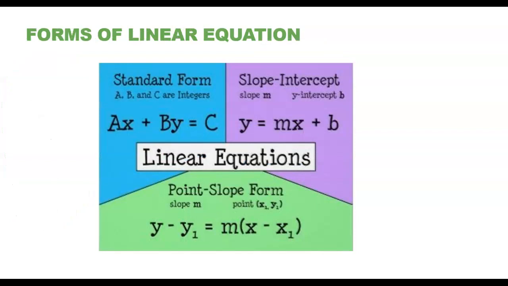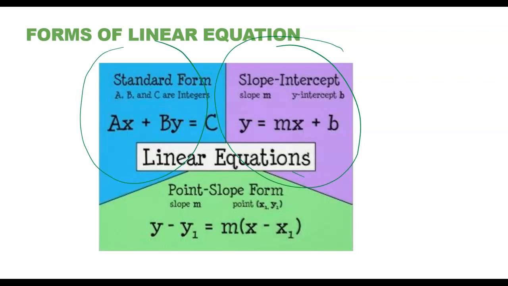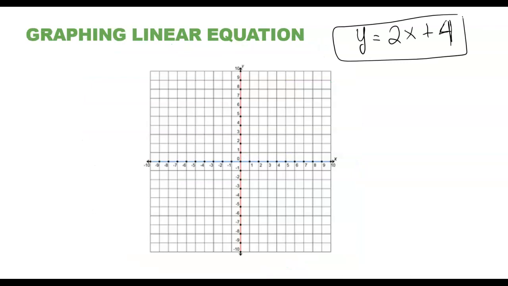A linear equation is an equation with two variables whose ordered pairs graph a straight line. There are several forms of linear equations: standard form, slope-intercept, and point-slope form. We'll look at those forms in more detail in a later chapter. Right now, let's look at the ways to graph linear equations. Let's graph the following equation: y = 2x + 4. We'll start by creating a table of values.